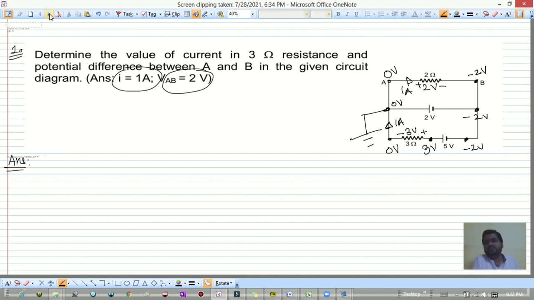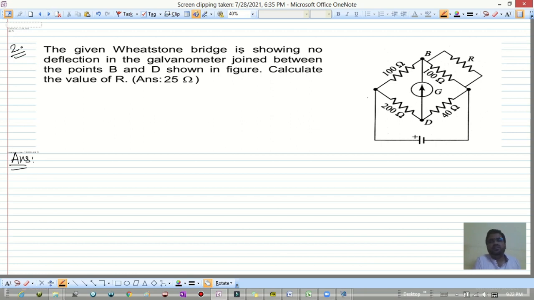Now the next problem: the given Wheatstone bridge is showing no deflection in the galvanometer joined between the points B and D. So we have to calculate the value of R. If the galvanometer is not showing any deflection, that indicates what?